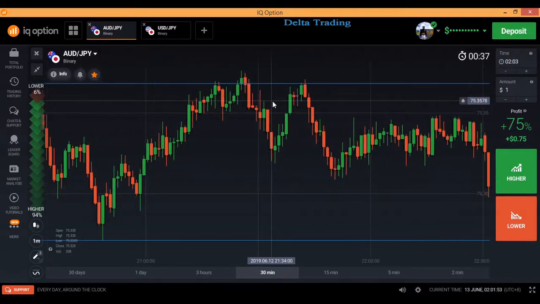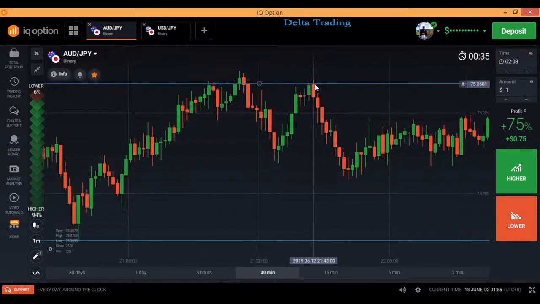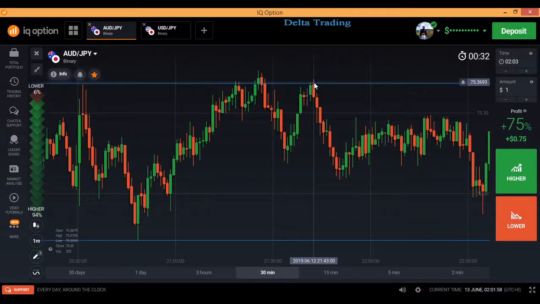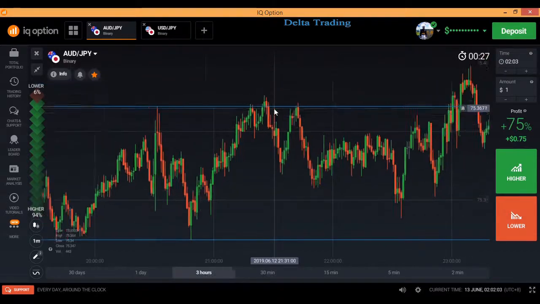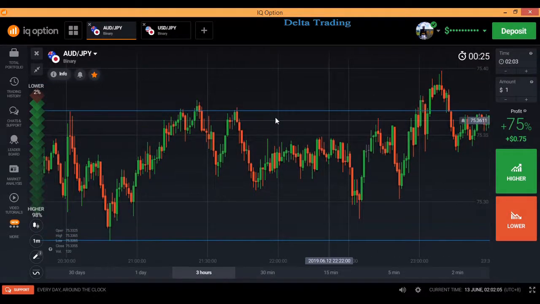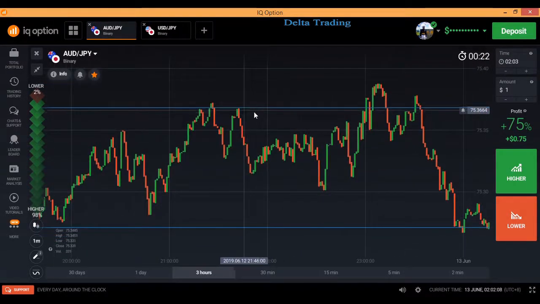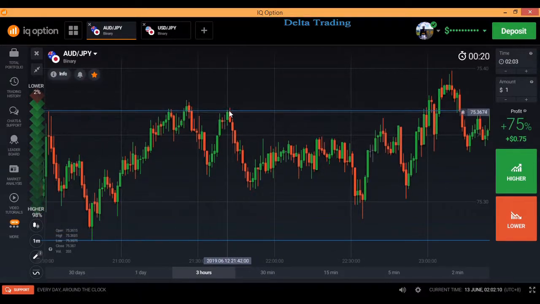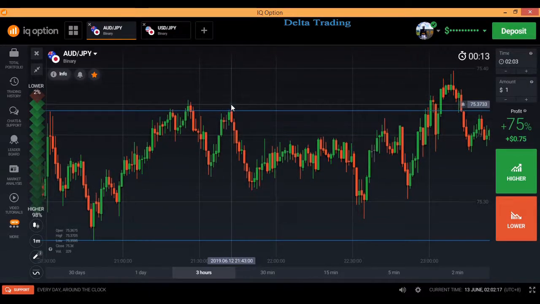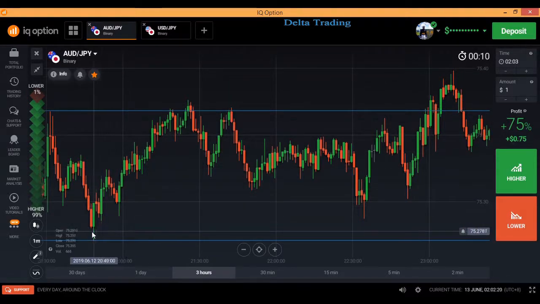Okay, so now it goes back again, then it goes here. As you can see, it touches the resistance level again, which means it has already touched three times. So we can say that this resistance level is very strong. Then you should consider this when you are trading: you can take profit from above, then buy the asset here, right here down below.